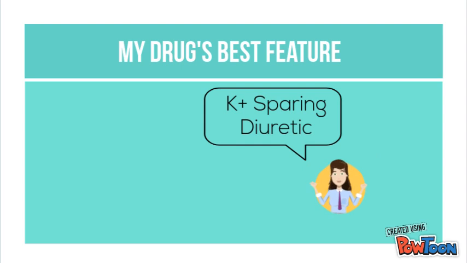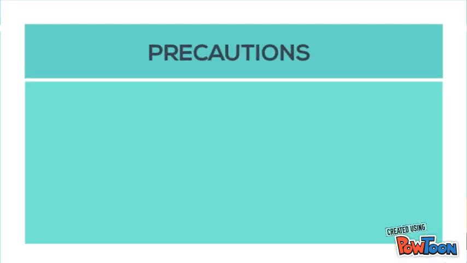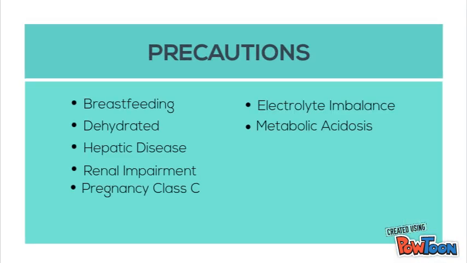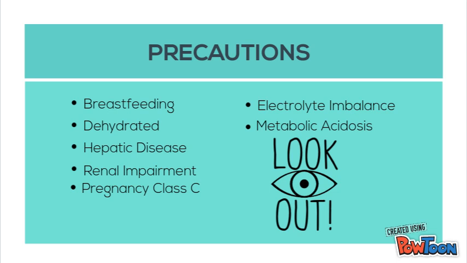You should take precaution with spironolactone if you are breastfeeding, dehydrated, you have a hepatic disease, renal impairment, electrolyte imbalance, metabolic acidosis, or if you are pregnant, because this drug is a pregnancy class C.